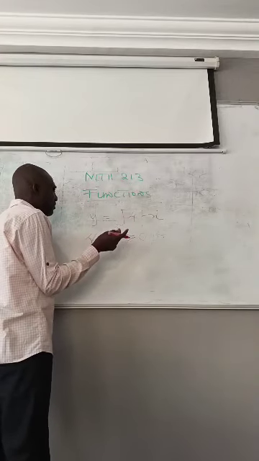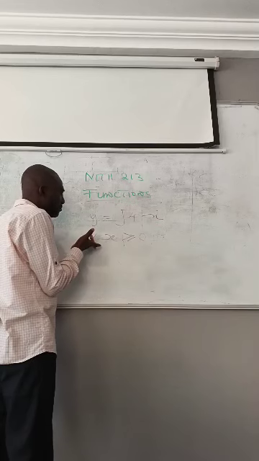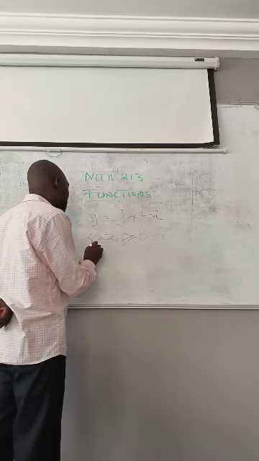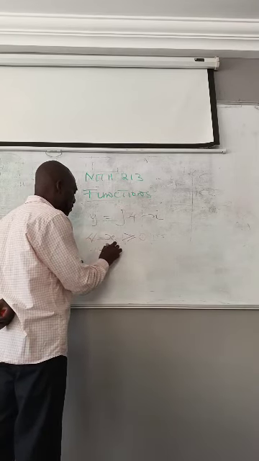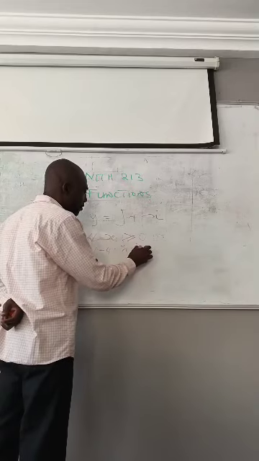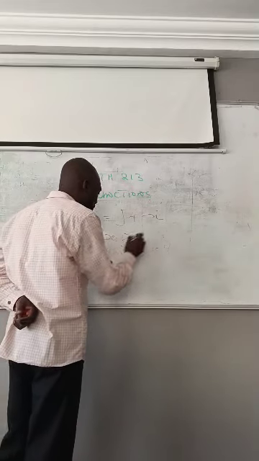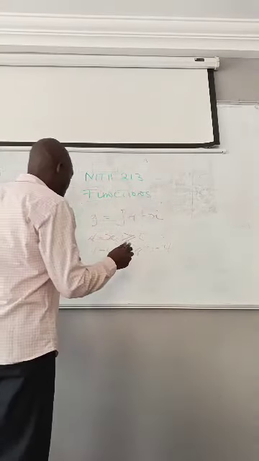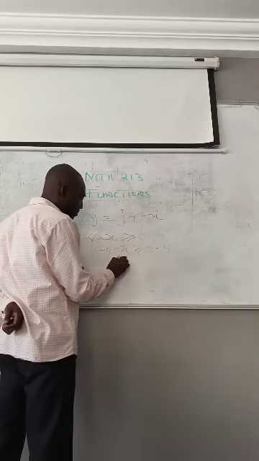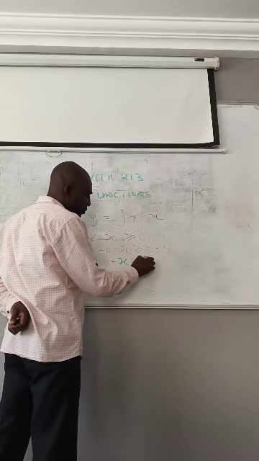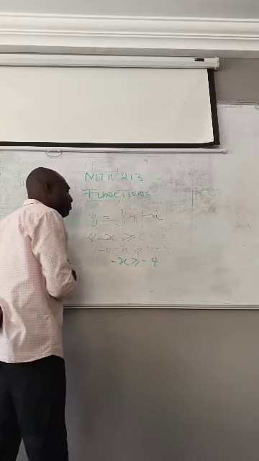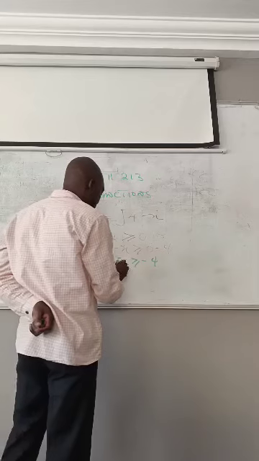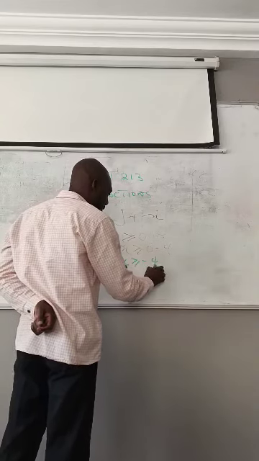So 4 minus x greater than or equal to 0. You have many ways of solving this, but you can subtract 4 from both sides. So you have 4 minus x greater than or equal to 0 minus 4. This is the same thing as, 4 minus 4 is 0, so you have minus x greater than or equal to minus 4. Next, you divide by minus 1.